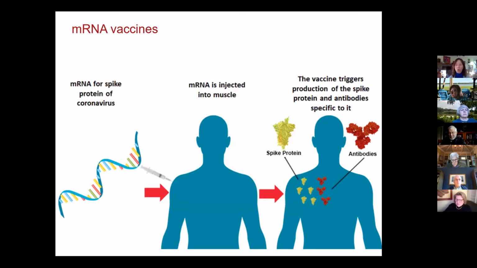Both of them use the same platform, the same technology. There is no whole virus in any of these vaccines that are coming up in the United States. There are different vaccines, for example, in China, they took a whole virus and weakened it, and they used that in their vaccine. That is not true for any of the ones in the United States. The ones in the United States all address that spike protein.